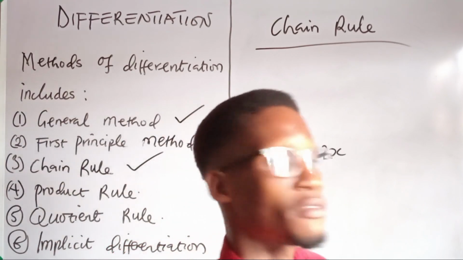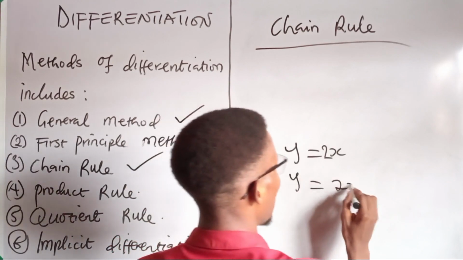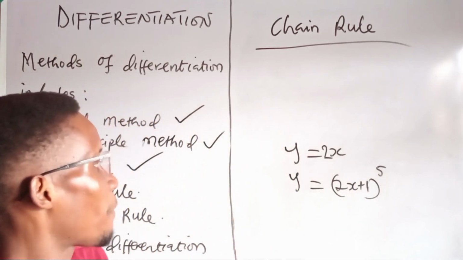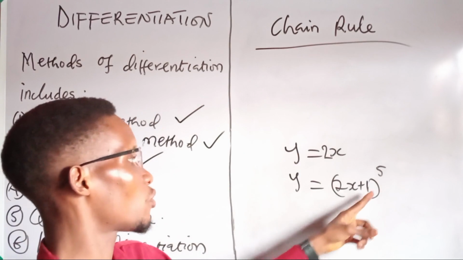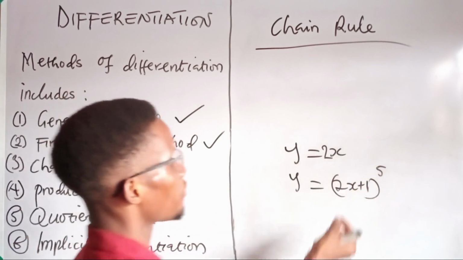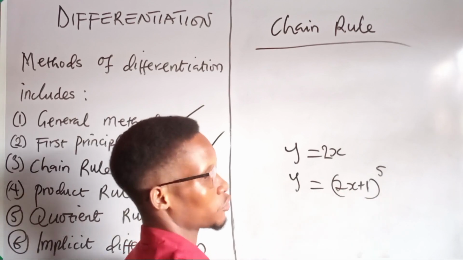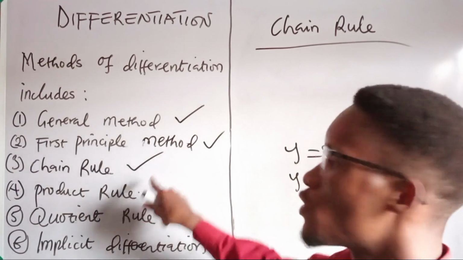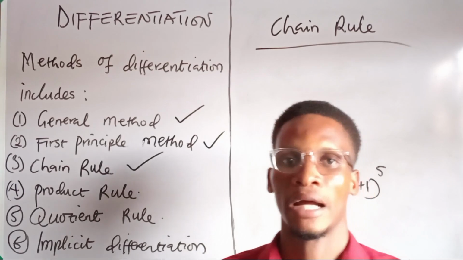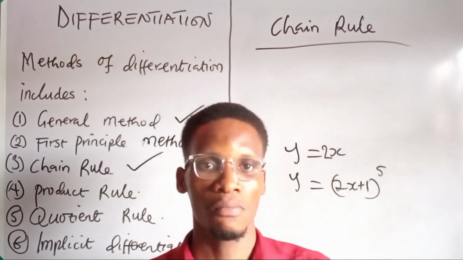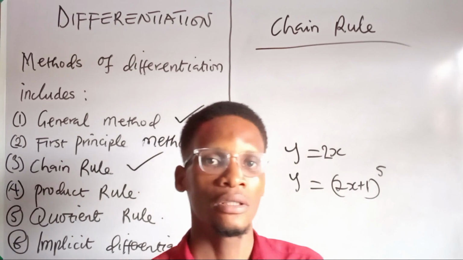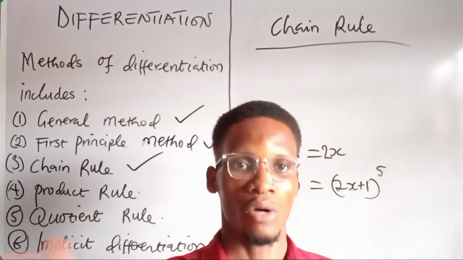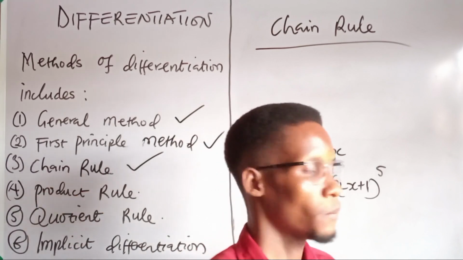But let's say you're given y equals to 2x plus 1 all raised by 5. You need to apply the chain rule because this is a function of a function. We already have a function here, and this is also a function. So we'll call it a function of a function, and that's why you need chain rule in order for you to get the right answer. Just make sure you follow with me as I solve the examples that will help you understand how to apply chain rule in differentiation.